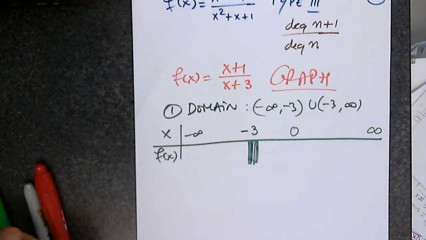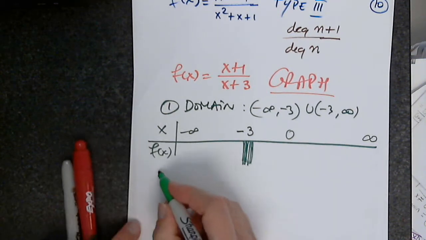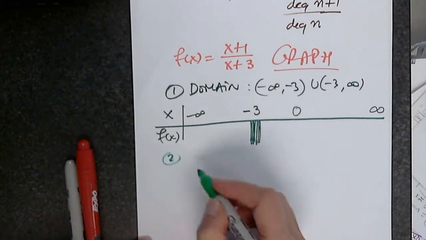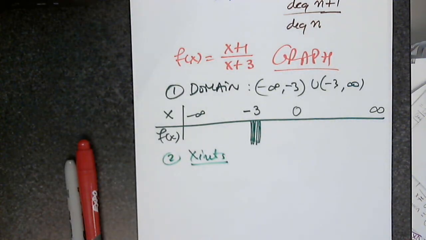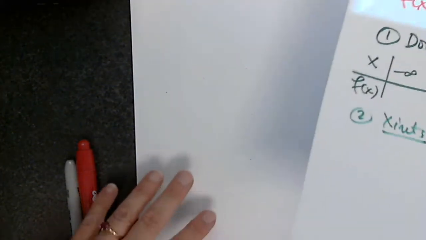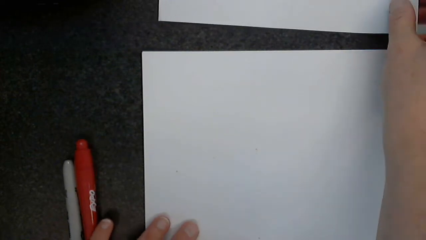Okay. Of course, we are going to look at 2, x-intercepts. Now I'm dealing with a fraction. When is a fraction 0? Okay, let's discuss this because this is crucial. Okay, so I'm going to come back to this page.